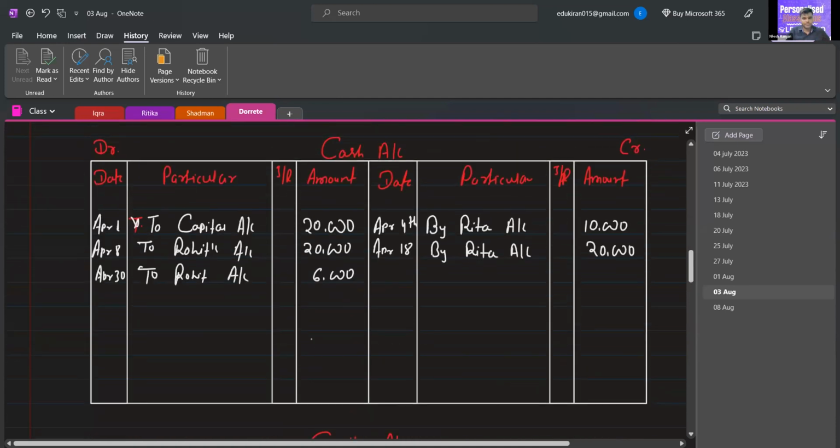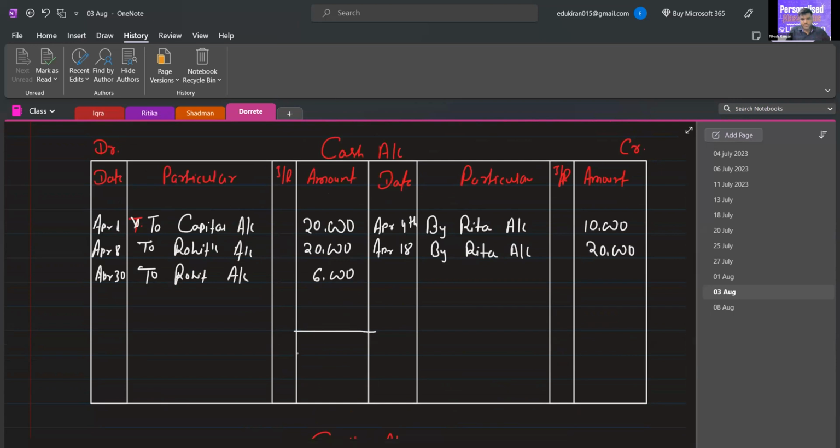In this account, the total of debit side is 46,000 and total of credit side is 30,000. So which one is high? 46,000. Yes, sir. So 46,000 will be written on both sides. And then the lower side will be deducted from the total amount. So 30,000 will be deducted from 46,000 and it will be written as by balance CD 16,000 and to balance BD 16,000.